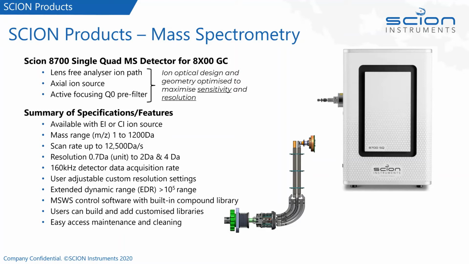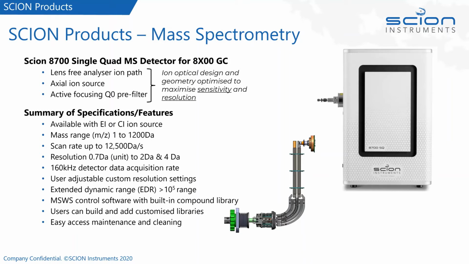So in the ion source, it is actually lens-free, which means that we can have reduced downtime and maintenance because there's obviously less parts of the source to clean. With the axial ion source design, it is designed for maximum sensitivity and resolution. And what it does is the positioning of the ion source means that we do not have a lot of neutrals actually entering the detector flow path. And that is further enhanced by the active focusing of our Q0. So we can apply a pre-filter to this to make sure that only the ionized and fragmented compounds that we're looking for reach the detector, which improves the overall sensitivity.